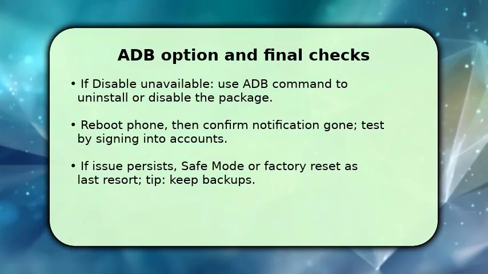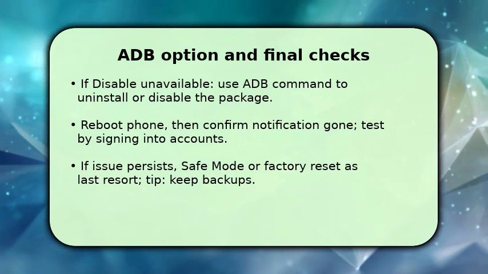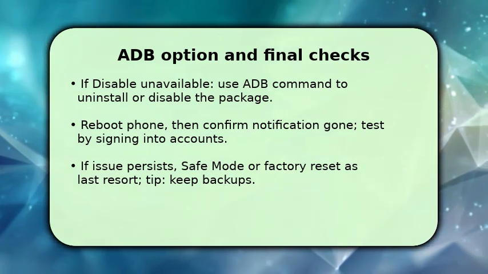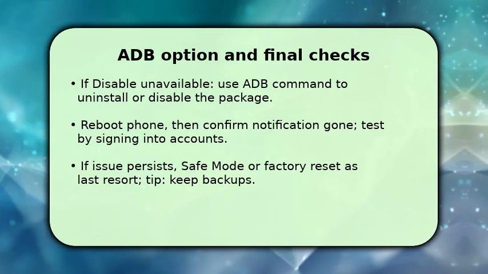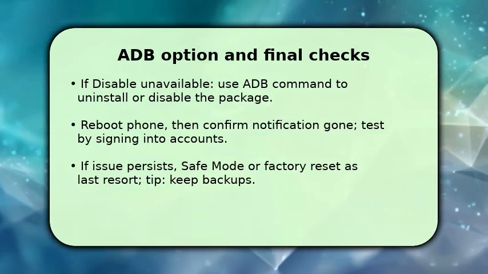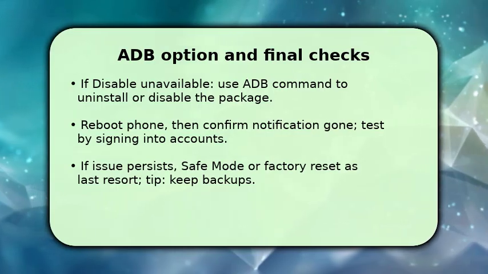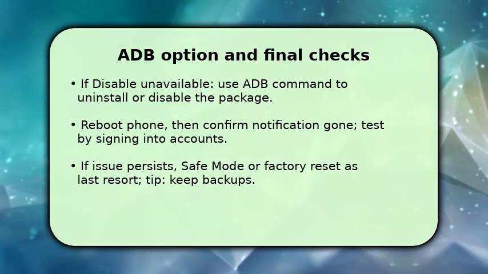If the app cannot be disabled from settings, use ADB from a PC. Enable USB debugging, connect, then run the package disable or uninstall command to remove the setup app. Once done, reboot the phone and sign into your accounts to confirm the notification is gone.